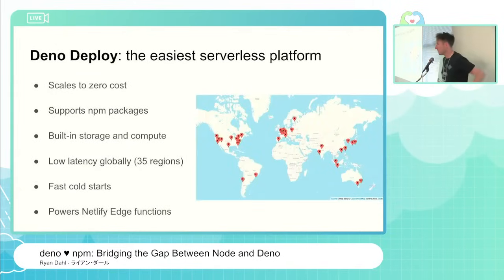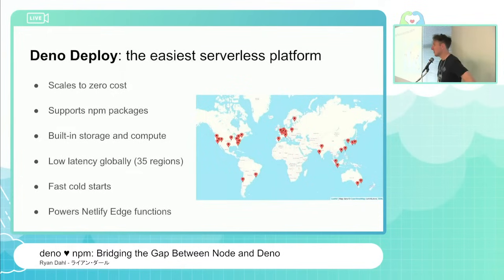Deno Deploy, maybe you've heard about, is we have a company here, and we're trying to make hosting very, very easy, right? We want this same developer experience to extend to the cloud, and so this is hopefully the easiest serverless platform out there. It scales to 0. It's truly serverless. We think about this day and night. Supports NPM packages, has built-in storage and compute. I'm looking at the time. I won't demo that, but it is.